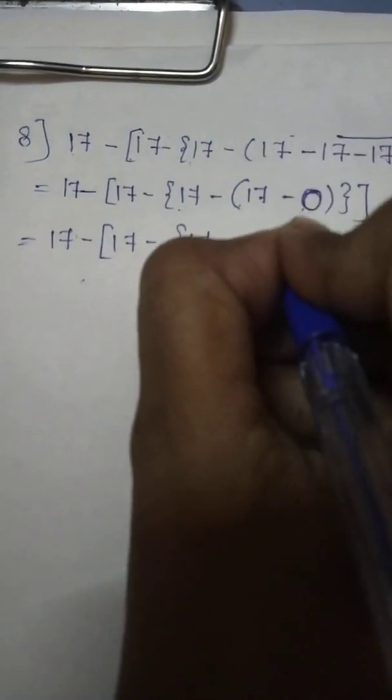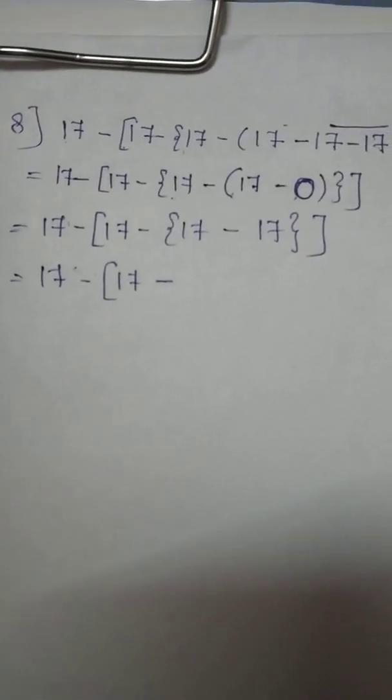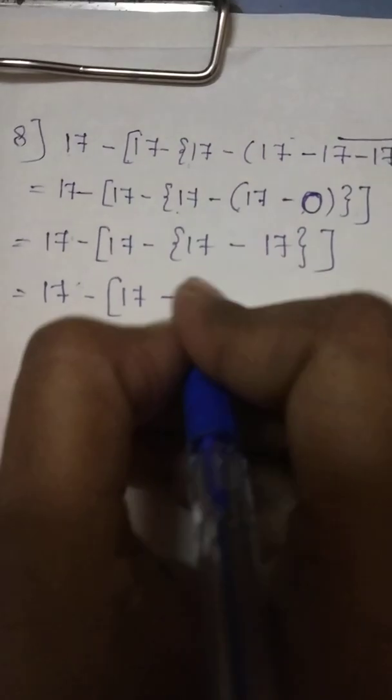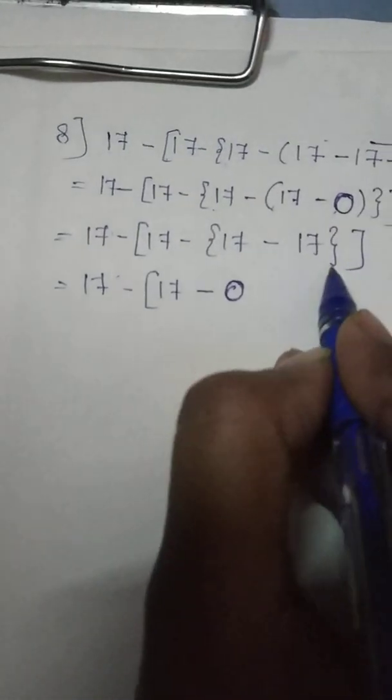Now this we will solve: 17 minus curly bracket open, 17 minus 0, 17. One bracket goes off, that is the small bracket. Now the next term, 17 bracket open 17. Now which bracket are we going to solve? I am expecting an answer from you. Which bracket? Yes, of course, curly bracket. 17 minus 17 will become 0. So again one bracket goes off, that is the curly bracket.